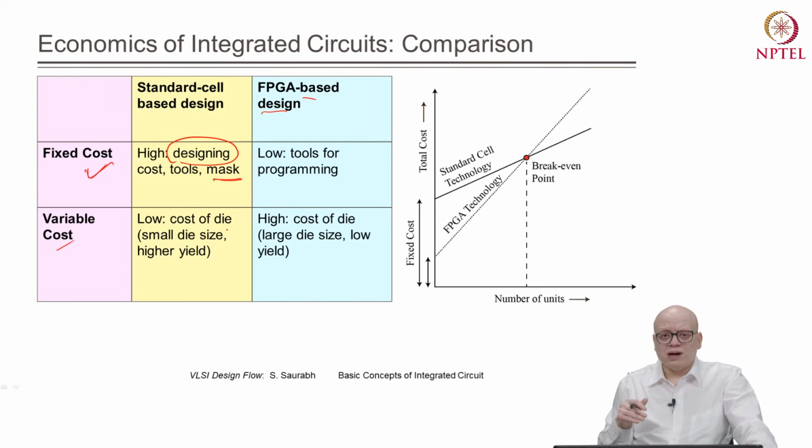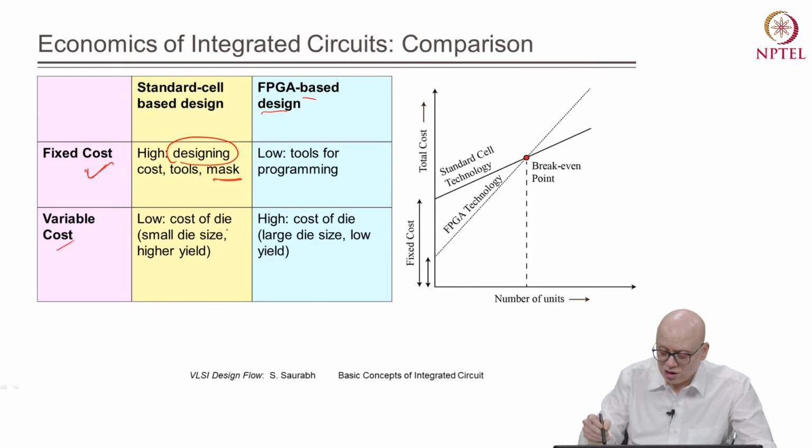Now, to just give you a very crude estimate of what the cost could look like for FPGA-based design technology and standard cell-based technology. This is a very crude model in which we are assuming that the variable cost is a linear function of the number of units. For the standard cell technology, the fixed cost will be higher compared to FPGA-based technology, but it will rise at a slower rate because the variable cost is lower for standard cell technology.